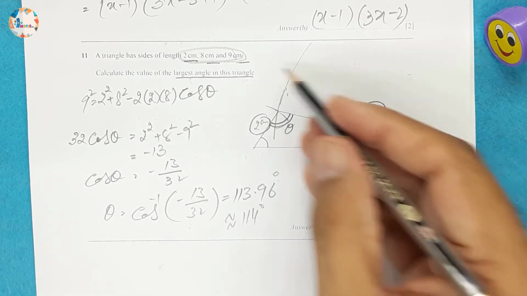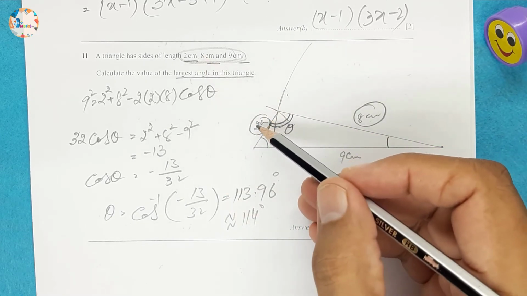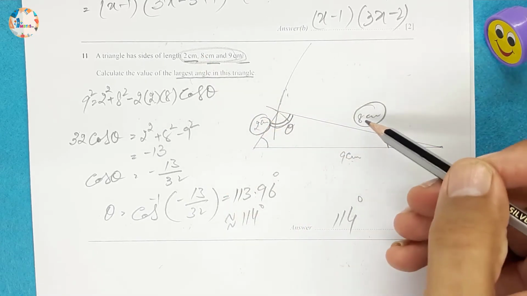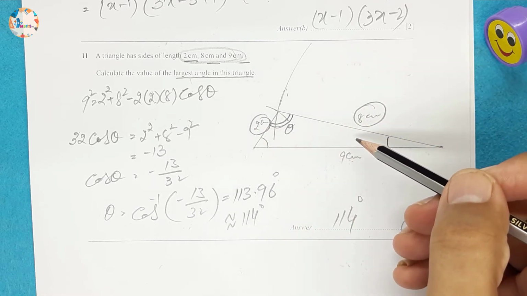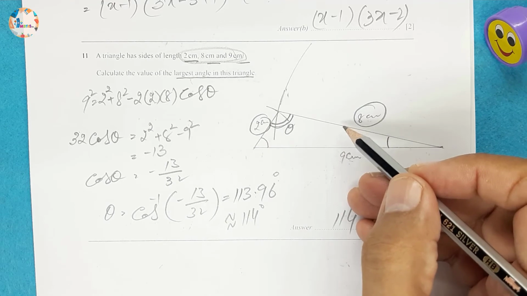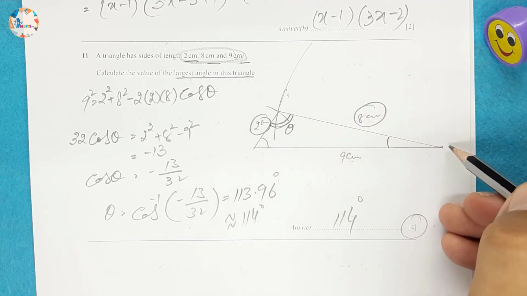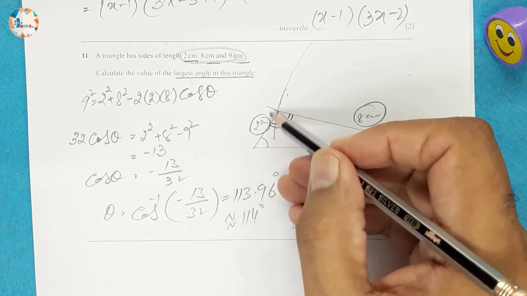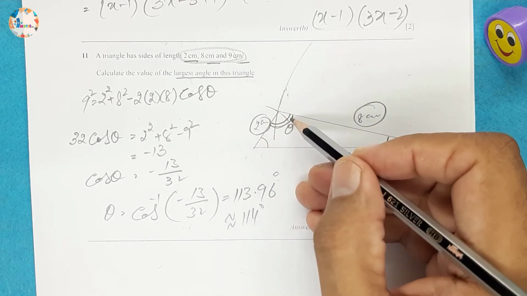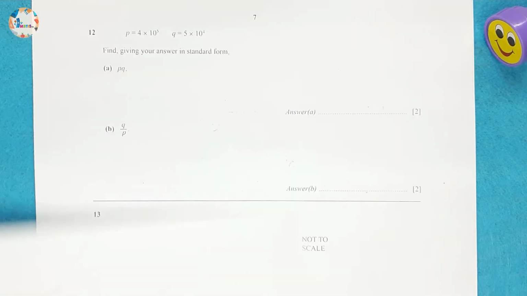So this is basically the easiest approach. If you try, for example, 2 and 9 or 9 and 8, those will not be correct answers. So quickly, even though I have drawn accurately, you can just roughly draw this: this is 9 centimeter, this will be 8 centimeter, this will be 2 centimeter, and you can figure out this is the largest angle. So this is basically the easiest approach.